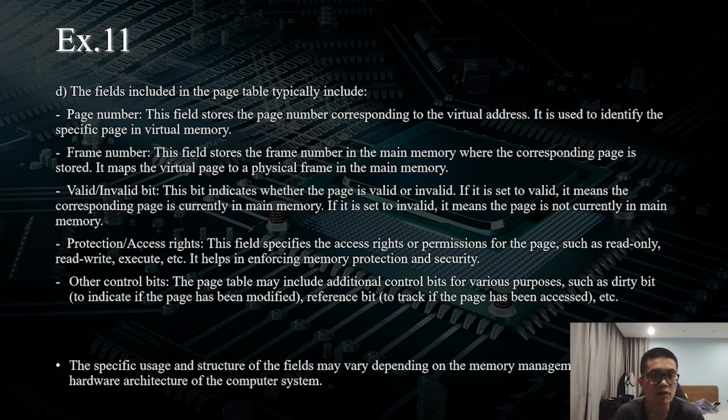And finally, the control bit. The page table may include additional control bits for various purposes, such as a dirty bit to indicate if the page has been modified, a reference bit to check if the page has been accessed, and more. So the specific uses and structure of the fields may vary depending on the memory management scheme and hardware architecture of the computer system.